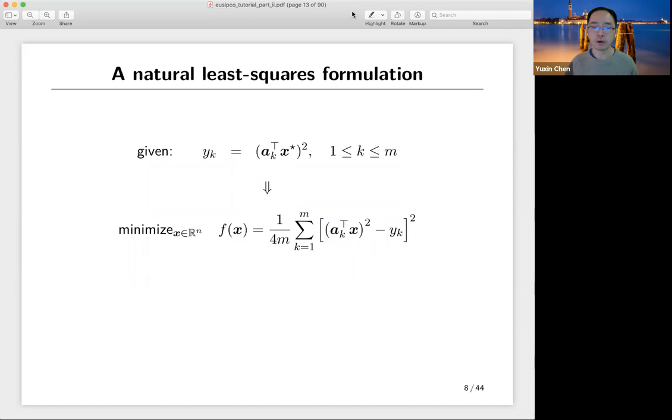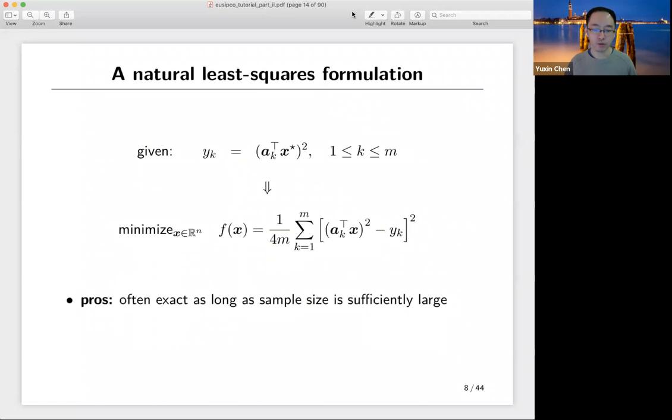All right, okay, so given that I have already motivated the problem, now let's try to take a look at how we are going to solve the problem. Okay, so a natural starting point is to resort to the so-called empirical risk minimization, or certain kind of least square formulation. Recall that what we have obtained is a set of y_k's, which are quadratic measurements about the unknown signal. So what we can do is perhaps to try to look at this non-convex formulation by minimizing the least square fitting error of any candidate solution x.